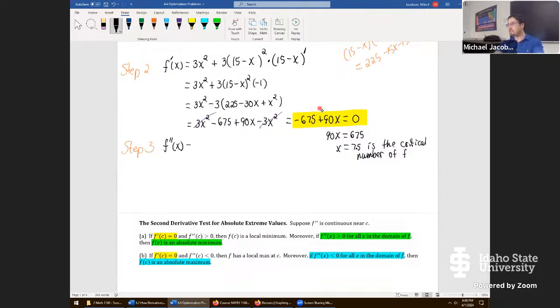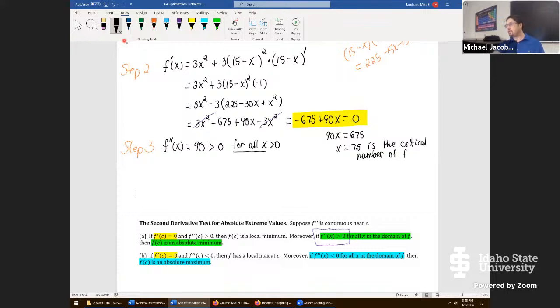f double prime of x: the negative 675 is gone now, it's constant. The derivative of 90 times x is 90. And now this is the moment where we have to look at this portion. The second derivative has to be positive for all x in the domain of f. And you know what? It is. x doesn't even enter the picture. Any x you pick, we get positive. Let's emphasize it's bigger than 0 for all x.